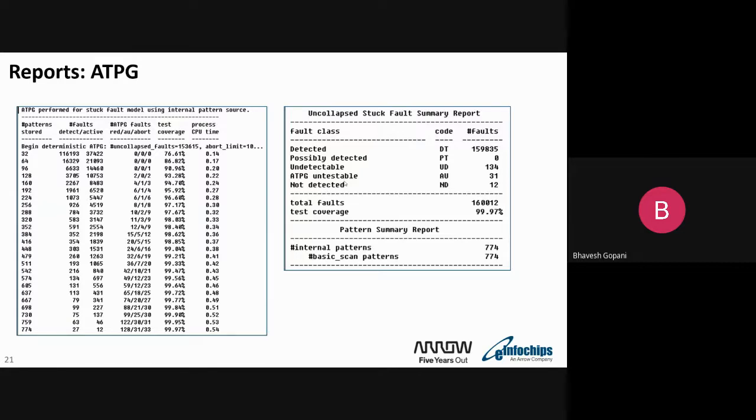One thing we need to make sure is that this number should not be very high. For example, here 134 is there. If my total number of faults is 160k, then 134 is about 0.0001%, so I am not worried about these faults, because in any circumstances those faults are not able to be targeted. Within UD also there are certain categories, because those are due to tie-offs or something.